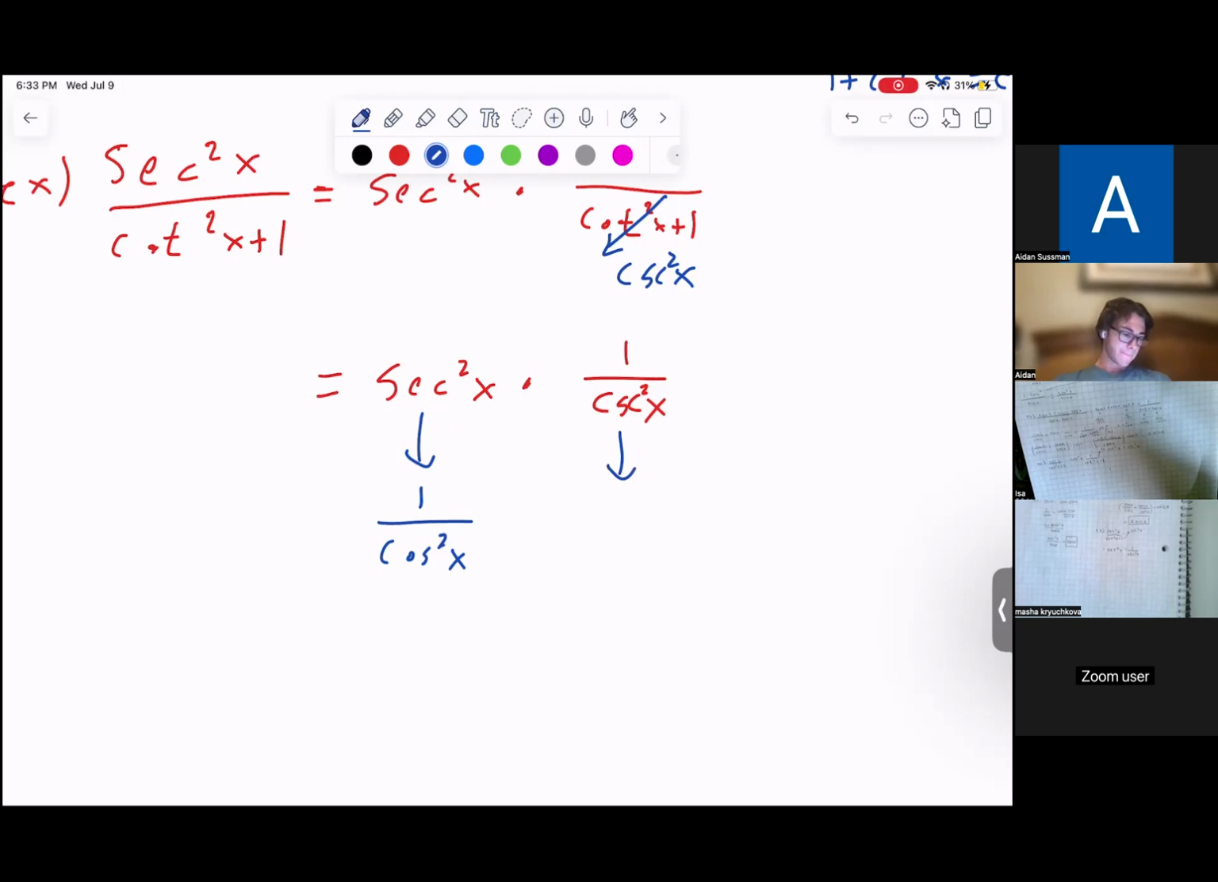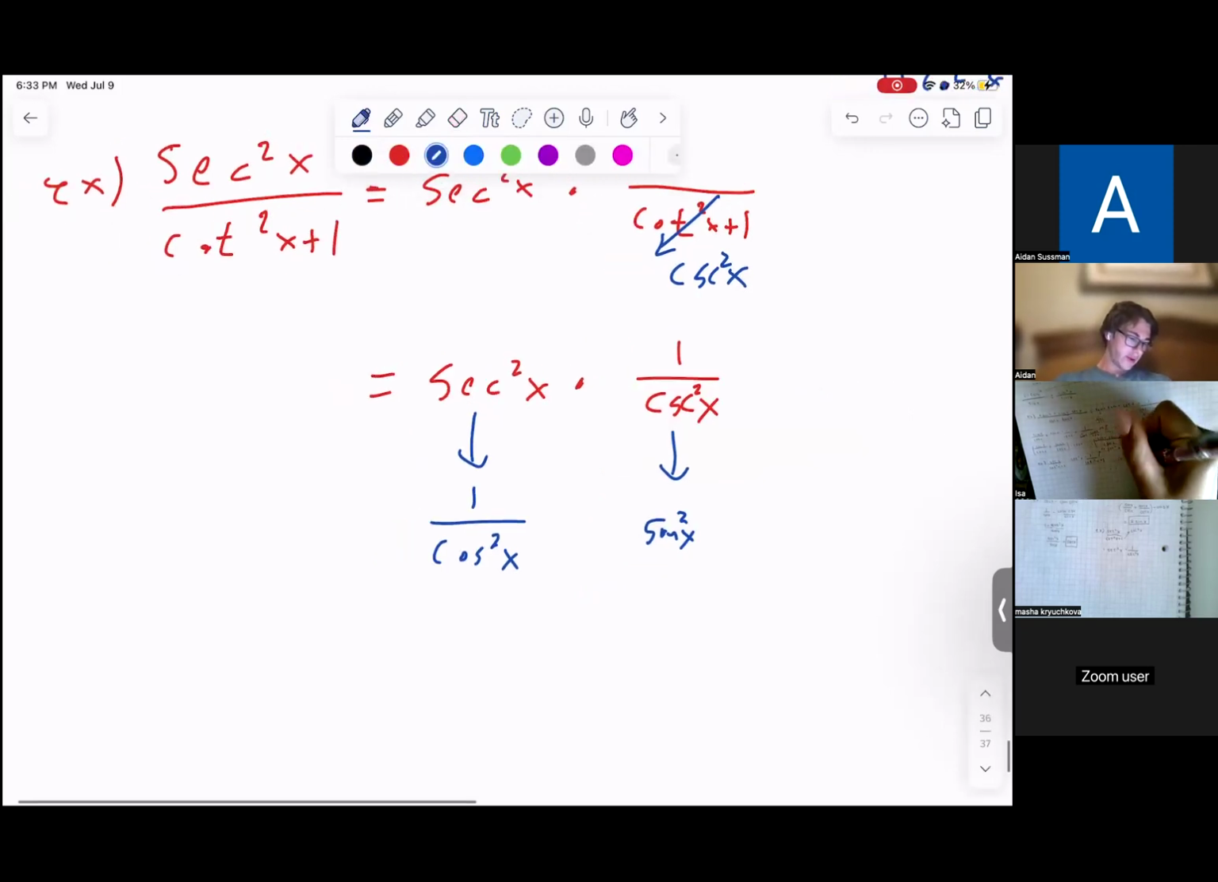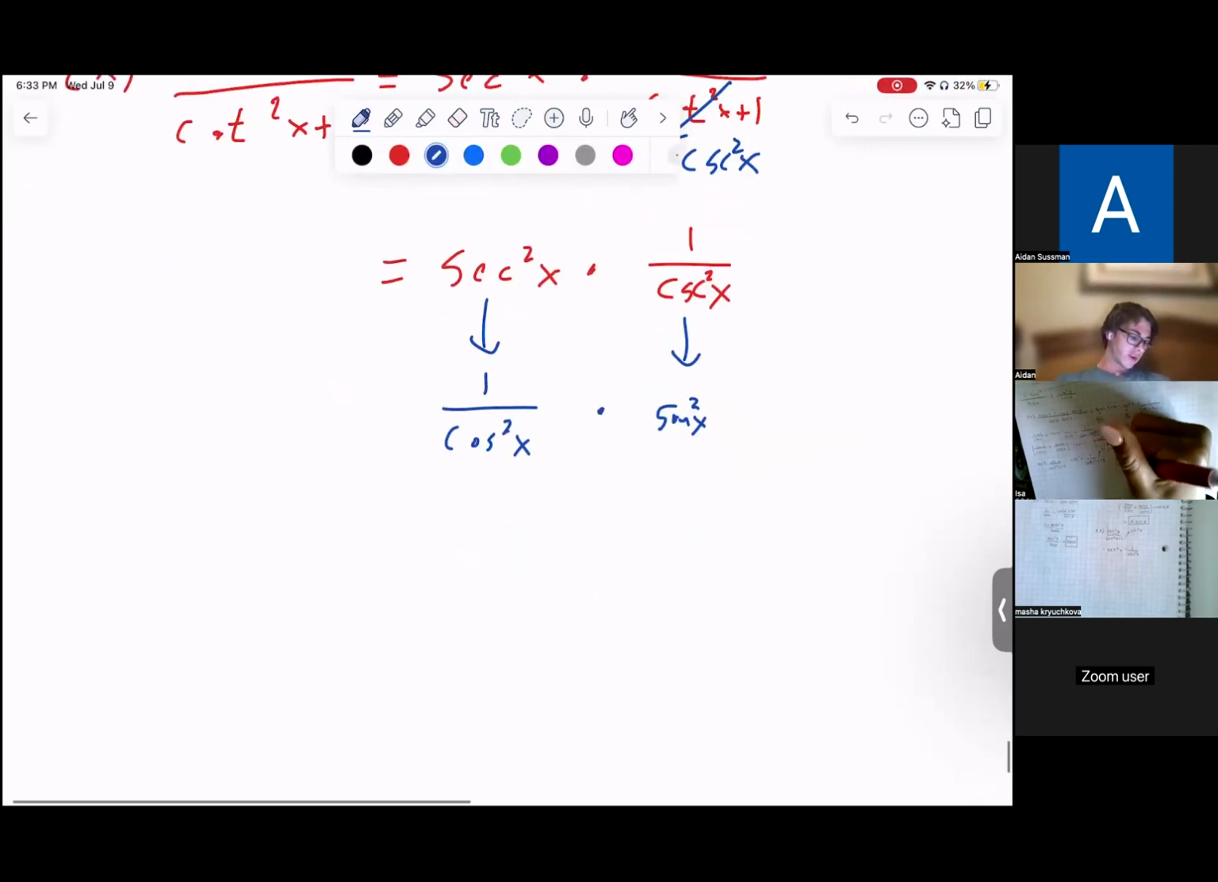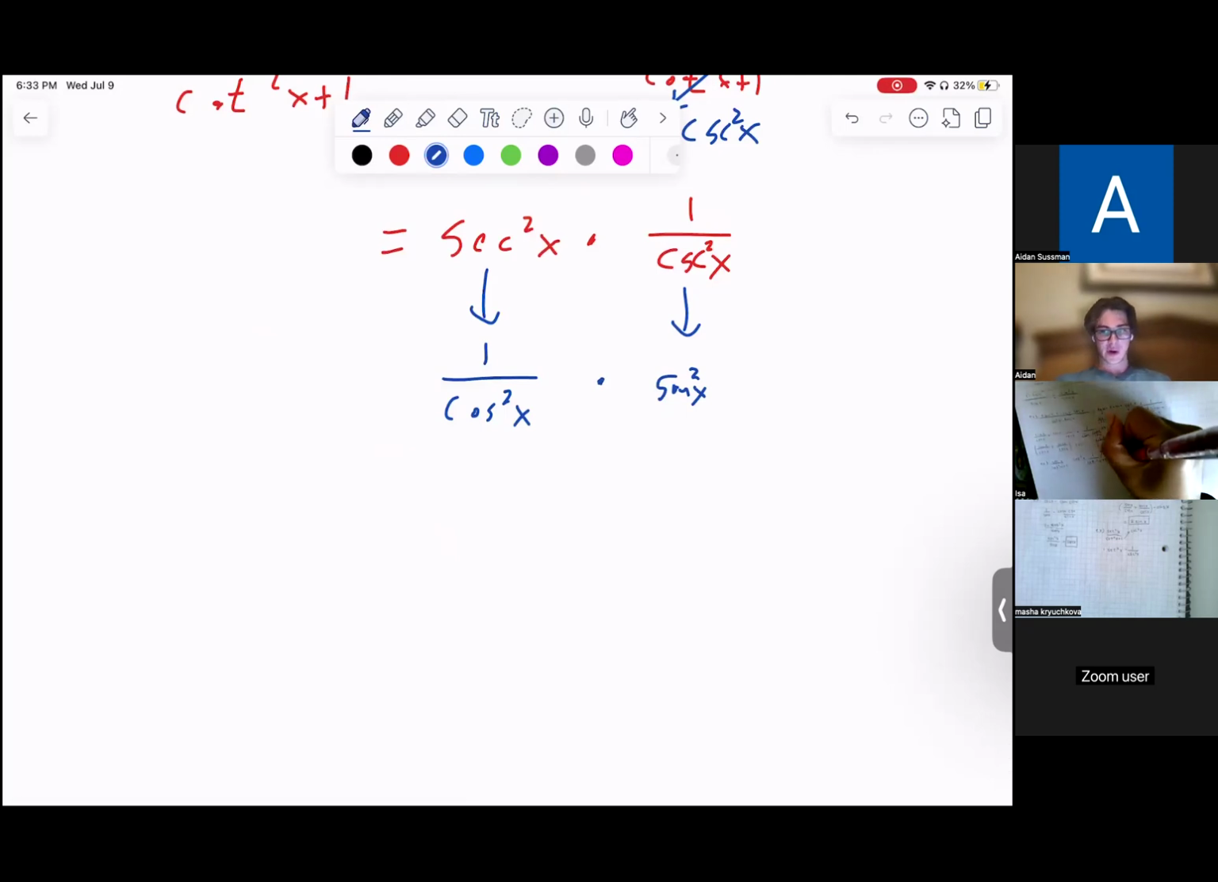Is it 1 over sine? It is 1 over sine, but is that the same thing as just sine? Oh yeah, and remember squared. Why? Well, guess what? Sine of x is equal to 1 over cosecant of x. So if you see 1 over cosecant, that's just sine. You don't need to add the extra 1 over. And remembering it's squared, we have 1 over cosine squared times sine squared.